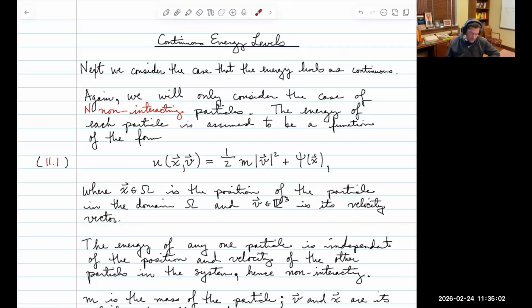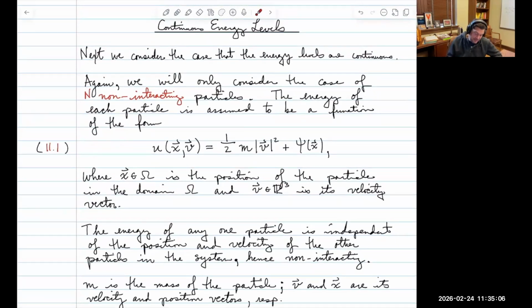So what is this? And then what does this look like? Suppose we're operating in the same or a similar context again. We have n non-interacting particles, but the energy of each particle is no longer going to be discrete. It'll be a continuous function of certain variables. What variables are the most important ones?